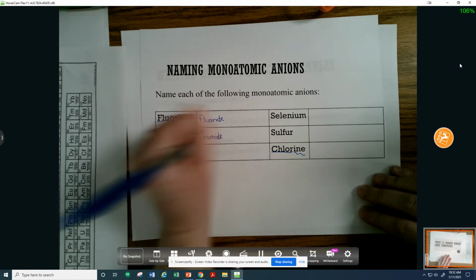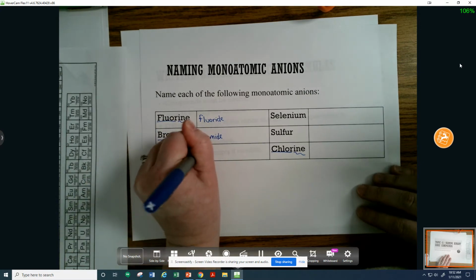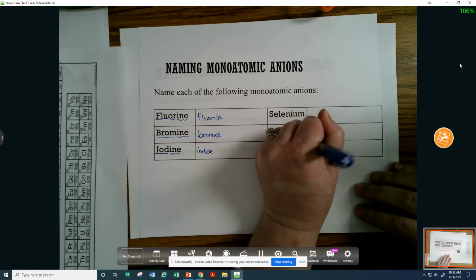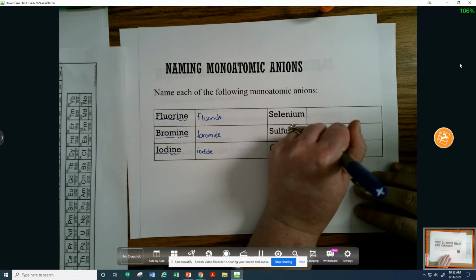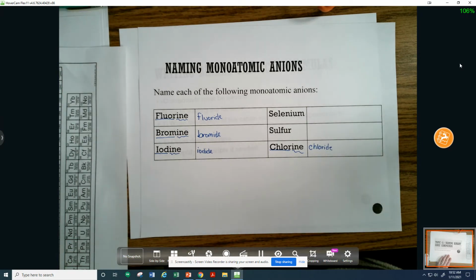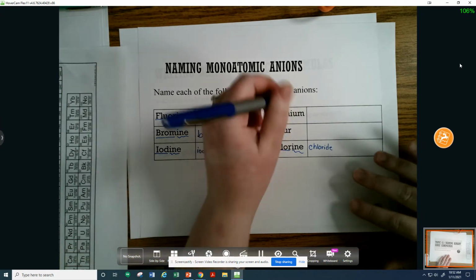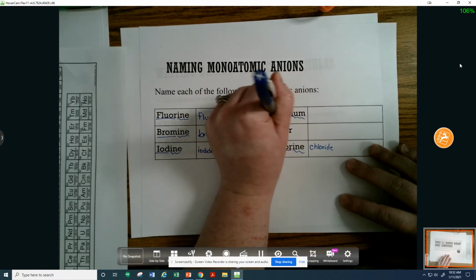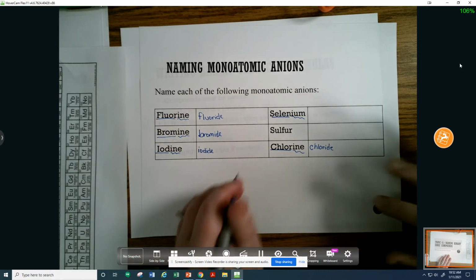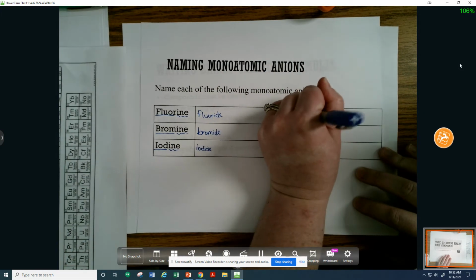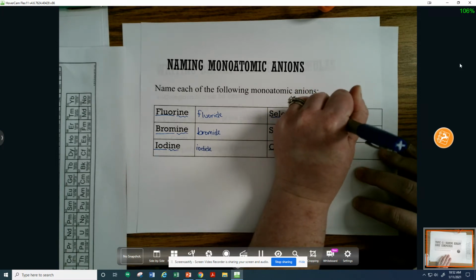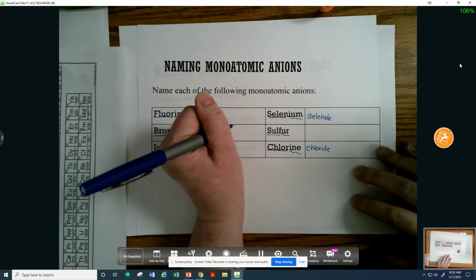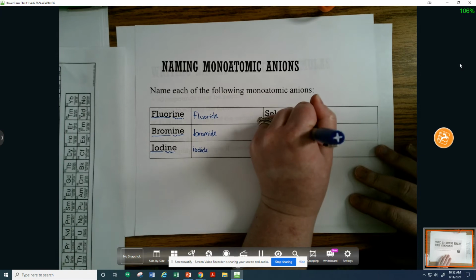bromide. Iodine becomes iodide. Chlorine becomes chloride. So that just leaves us with two last examples. For selenium, the -ium is the suffix, so that makes selen the stem, so that becomes selenide. And sulfur, the -ur is the suffix, sulf is the stem, so this becomes sulfide.